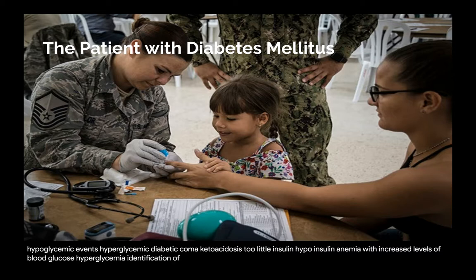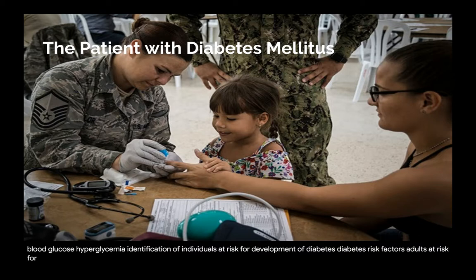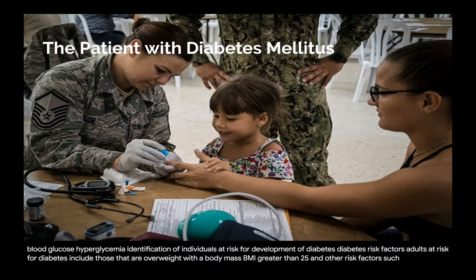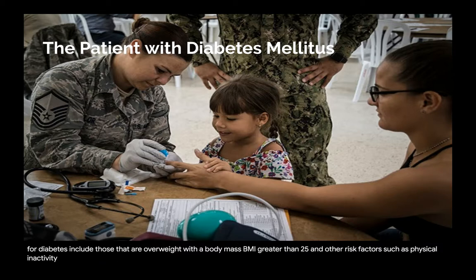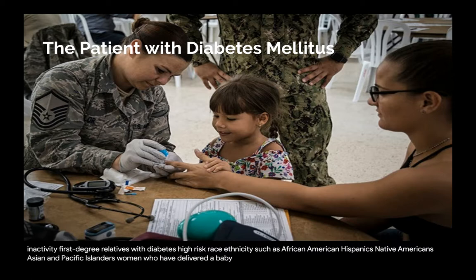Identification of individuals at risk for development of diabetes. Diabetes risk factors. Adults at risk for diabetes include those that are overweight with a BMI greater than 25 and other risk factors such as physical inactivity, first-degree relatives with diabetes, high-risk race or ethnicity such as African American, Hispanics, Native Americans, Asian, and Pacific Islanders. Women who have delivered a baby that weighs over 9 pounds or had gestational diabetes during pregnancy.